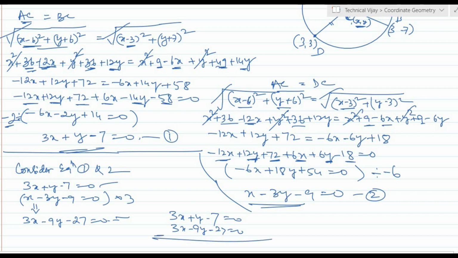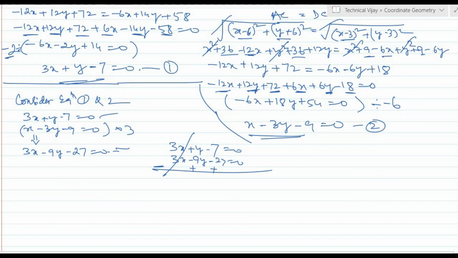So here, elimination, that is subtracting: minus, plus, plus. The 3x cancels. So plus y plus 9y is plus 10y, and plus 27 minus 7 is plus 20, equal to 0. So 10y is equal to minus 20. So y is equal to minus 20 divided by 10. So y is equal to minus 2.